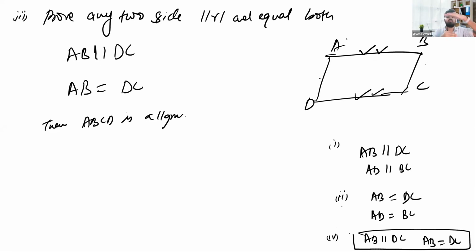And if we have proved this side parallel to this side and this side parallel to this side, don't prove them equal, they will automatically become equal. Okay, understood? So these are the three criteria for how you can prove a quadrilateral to be a parallelogram.